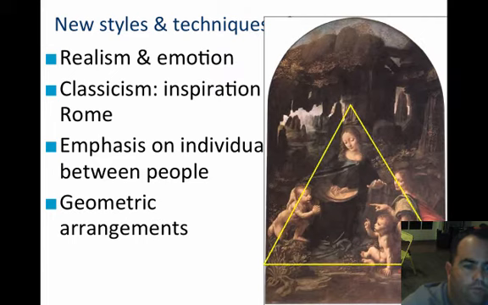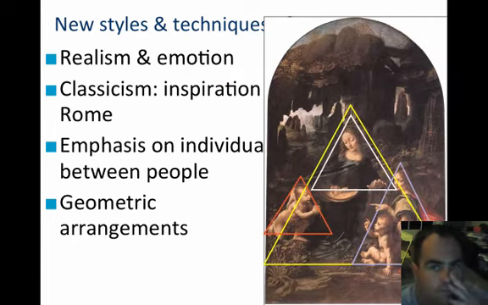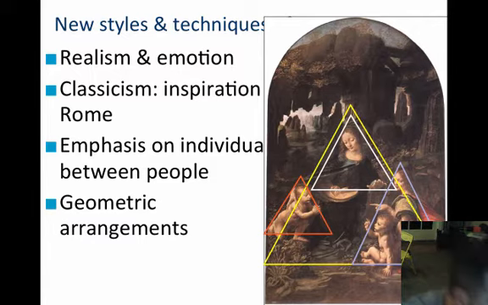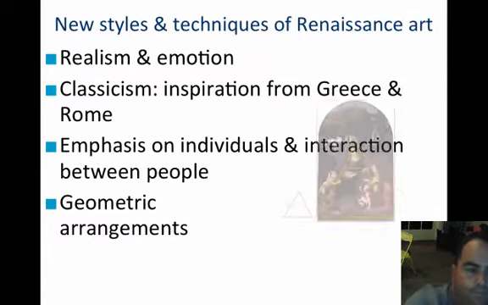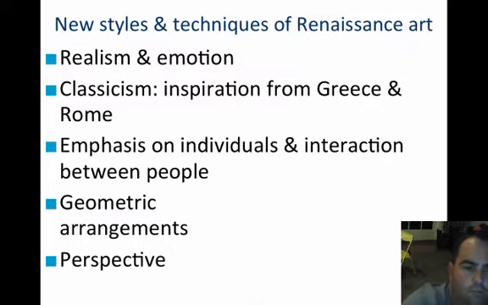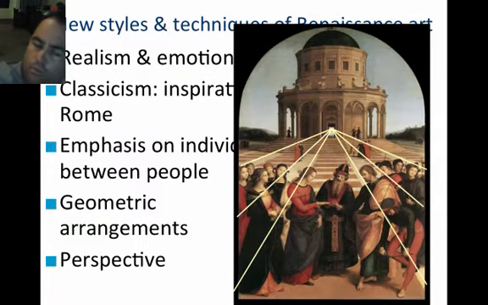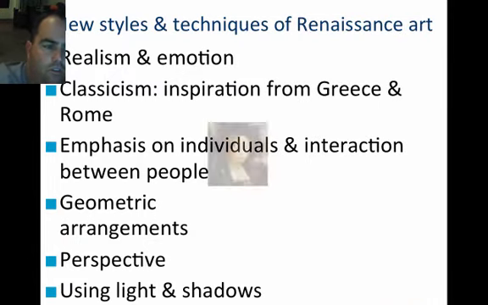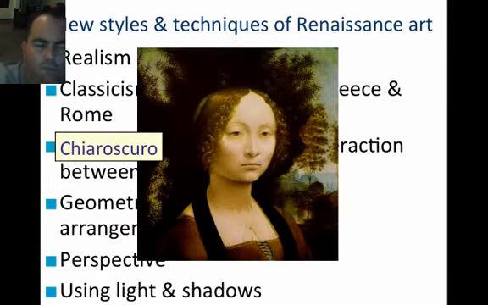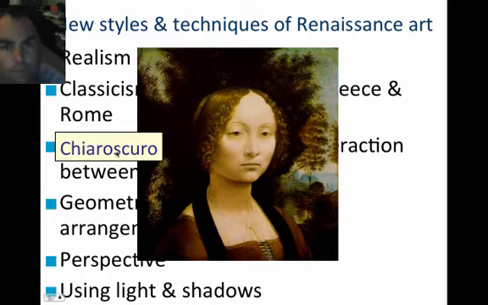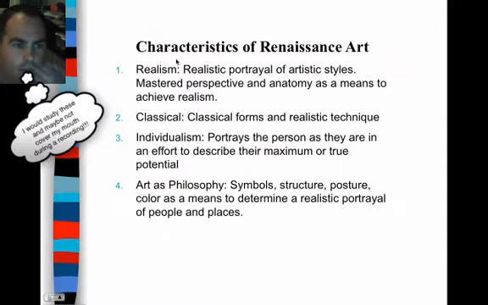Individualism here. And I guess the geometric arrangements you could consider scientific naturalism. All right? And the use of perspective. Perspective, which we'll talk more about, and then the use of light and shadow. I was going to teach you all the vocabulary words about the shadow, but just know they use light and shadow to emphasize realism, humanism, classicism. All right? Characteristics of Renaissance art.